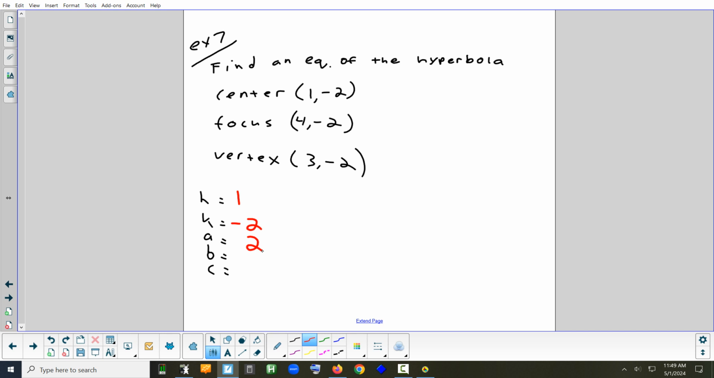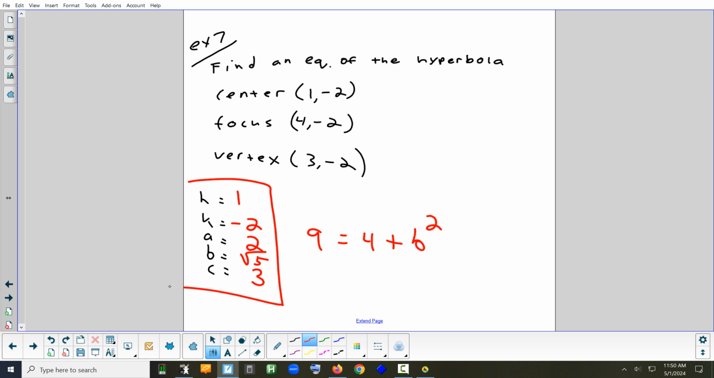Do we know B? No. Do we know C? Yeah. What's C? 3. So C squared equals A squared plus B squared. Okay. What's B gonna be? Square root of 5. Okay. So we got all that stuff.